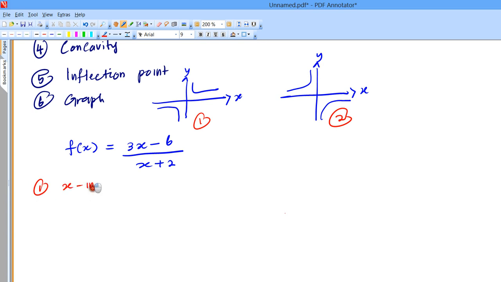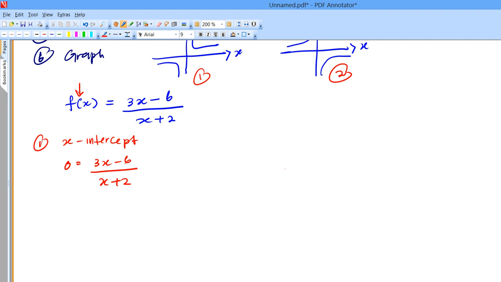So x-intercept, we just need to set y equal to 0. So our y is f(x). So 0 equal to (3x minus 6) divided by (x plus 2). And then solve. Okay, x plus 2 times 0 is equal to 0. So 3x minus 6 equal to 0. 3x equal to 6 or x equal to 2. This is the x-intercept.